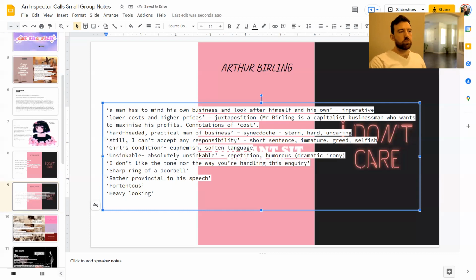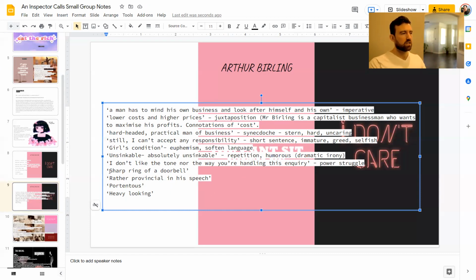I don't like the tone nor the way you're handling this inquiry. So this is a power struggle. So another thing that you need to know about Mr. Birling is that there's a constant power struggle between him and the inspector. And so this is part of that. It's also, again, quite selfish, really, isn't it? Because, you know, his job is just to be interrogated by the authorities, yet he's trying to control that.